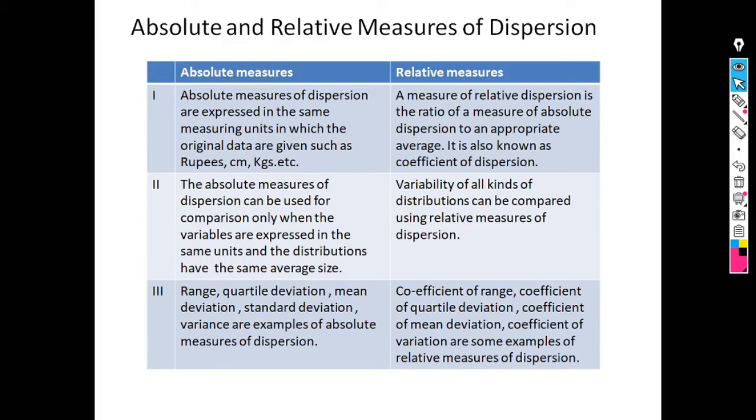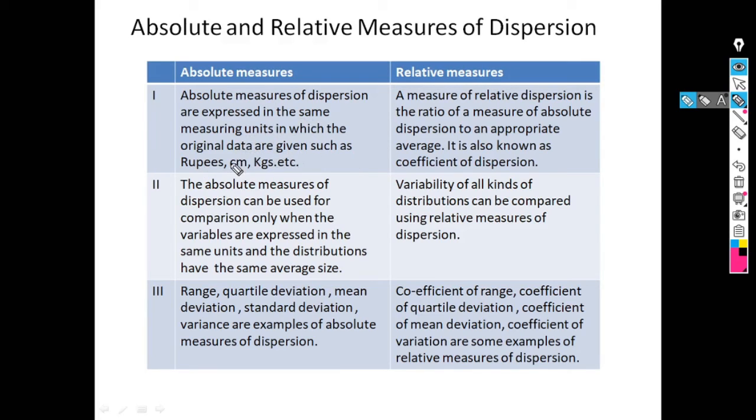Therefore, for every such measure of dispersion, a measure for comparison is defined, which can be obtained by dividing the measure by the corresponding average. Such a measure is called the coefficient of the respective measure of dispersion, or relative measure of dispersion. The difference between absolute and relative measures is that absolute measures of dispersion are expressed in the same measuring units in which the original data are given.